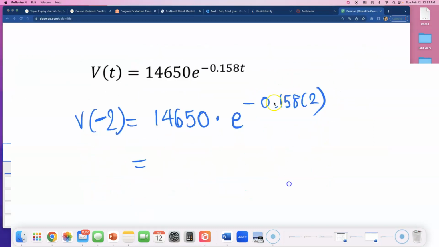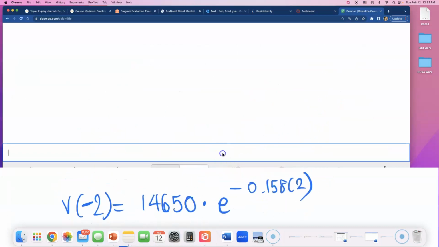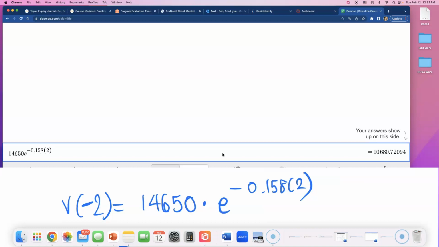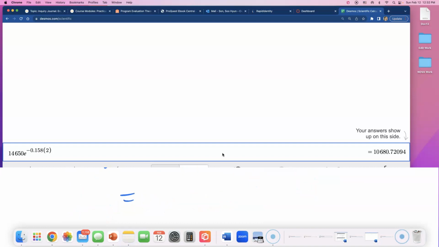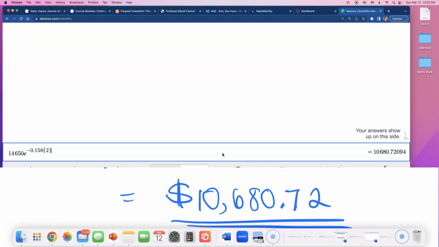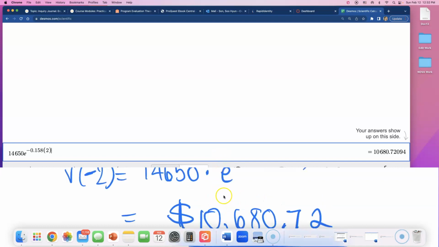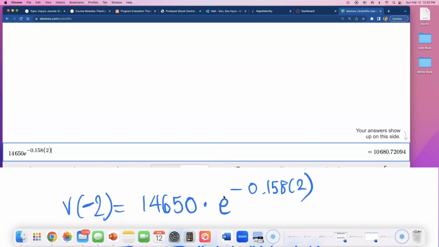Typing in 14,650 times e to the negative 0.158 times 2. So the original price of this machine was $10,680.72. That's how expensive this thing was when they first bought it in year 2017.